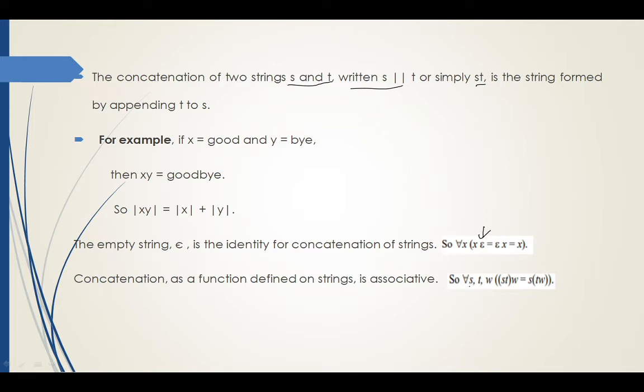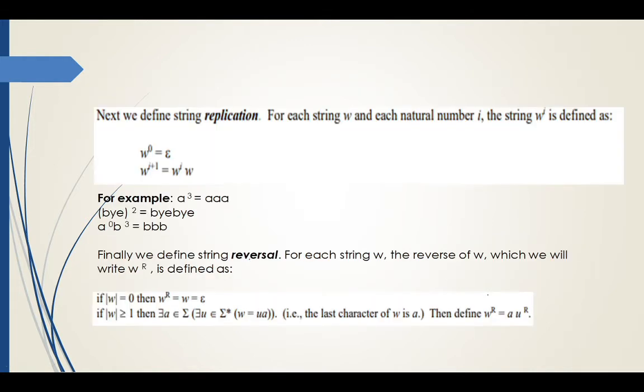Here three strings are there, for all S, T, W. S is one string, T is one string, and W is a third string. If you concatenate S and T, and then append that to W, it is equal to concatenating T and W and then appending that to S. So this is an associative function on the strings S, T, W.